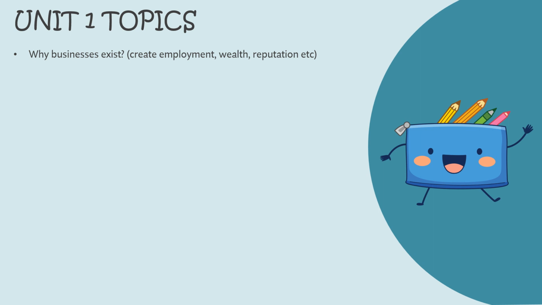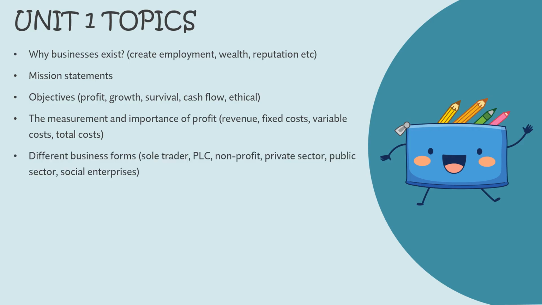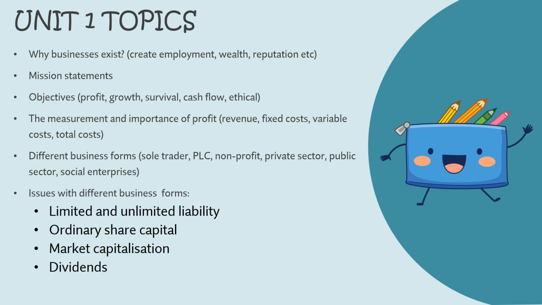First topic then was, why do businesses exist in the first place? Well, of course, businesses create employment, wealth, improve a business's reputation or industry reputation, or even a country's reputation. Mission statements, do you remember those? I'll be talking about those again shortly. Business objectives around profit, growth, survival, cash flow, and ethical objectives. The measurement and the importance of profit. Different business forms, do you remember those? That's sole trader, PLC, non-profit, private sector, etc. And then those issues with those different business forms, that limited and unlimited liability, ordinary share capital, market capitalization, and dividends.